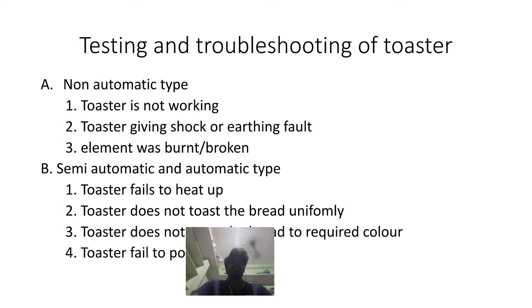Next problem: toaster giving shock or earthing fault. If it is an earthing fault, connect one end of the testing lamp to any one of the terminals and the other to the metallic part of the toaster. If the lamp glows, it indicates the earthing fault.